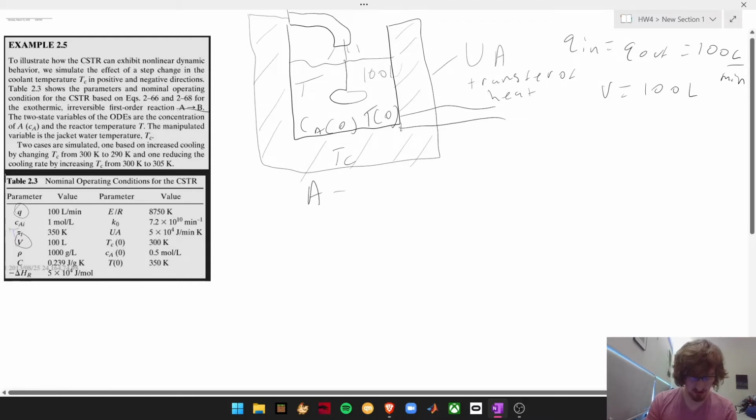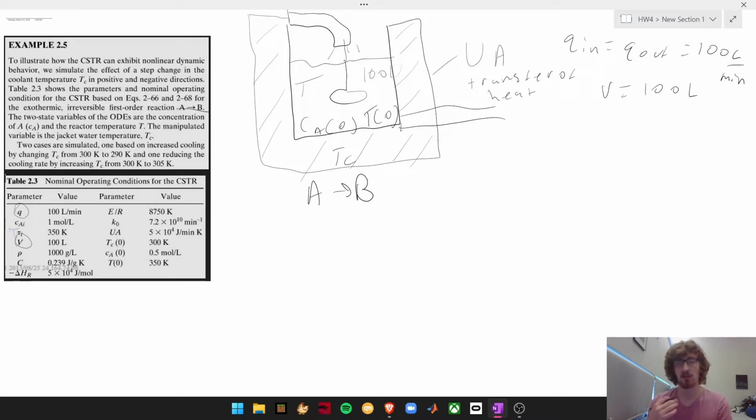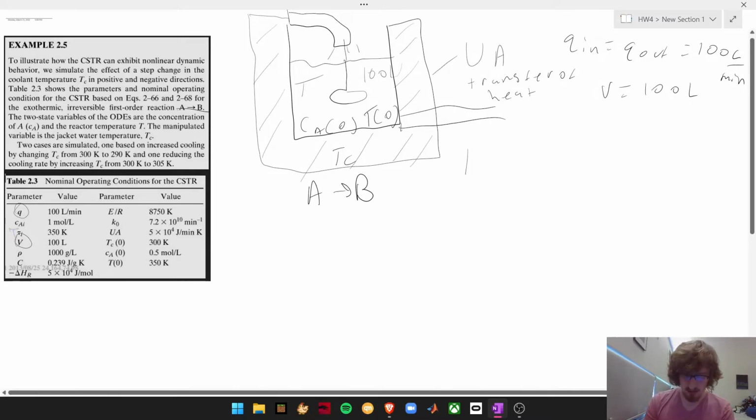And the reaction that is going to occur is A to B. And the way that we can determine the rate at which our material A turns into material B is through something called the Arrhenius equation. And basically that's going to say the proportion of the molecules of A inside the tank that are turning into B is going to be equal to some initial constant times e to the negative E over RT.